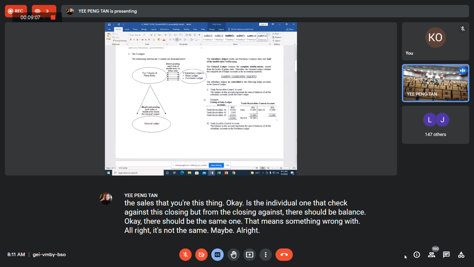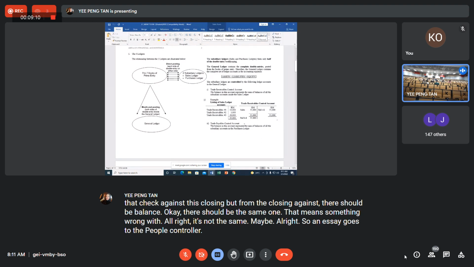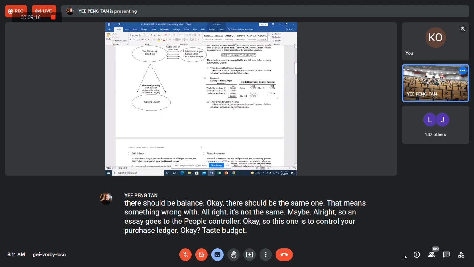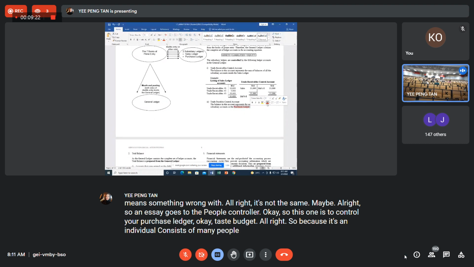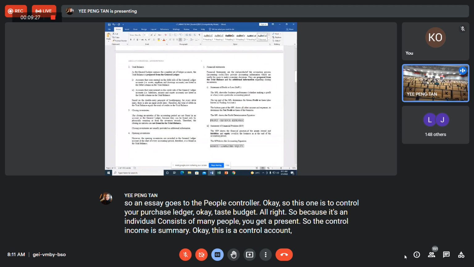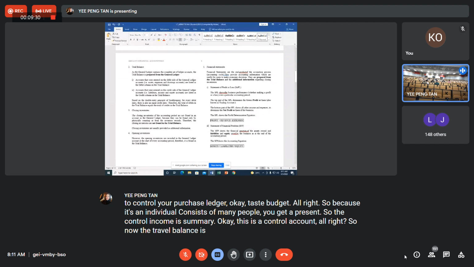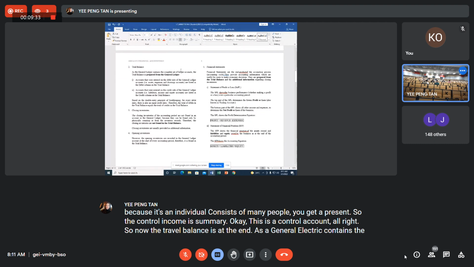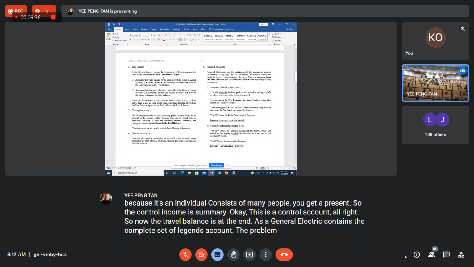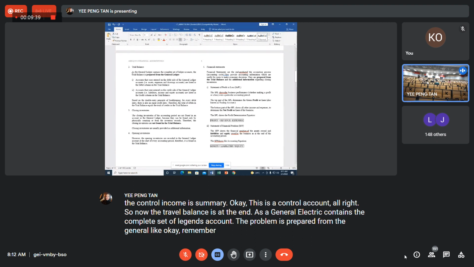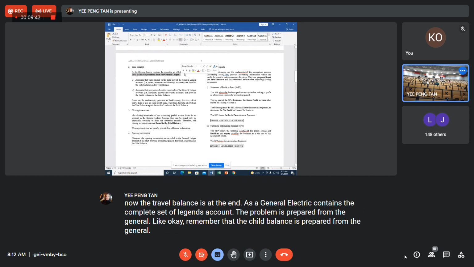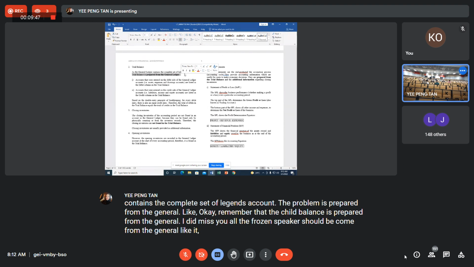The same goes for the trade payable control account, which controls your purchase ledger. Because the purchase ledger consists of many individual trade payable accounts, the control account is a summary. Now the trial balance: as the general ledger contains a complete set of ledger accounts, the trial balance is prepared from the general ledger. Remember, that means all the closing figures should come from the general ledger, not the subsidiary ledgers.